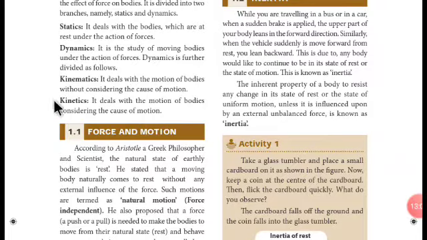Then coming to kinematics and kinetics. This is quite interesting. Your 9th standard is kinematics and your 10th standard is kinetics. That's all I can say. Kinematics deals with the motion of bodies without considering the cause. So take an example.